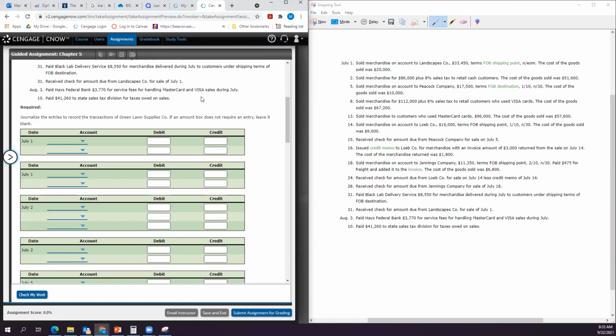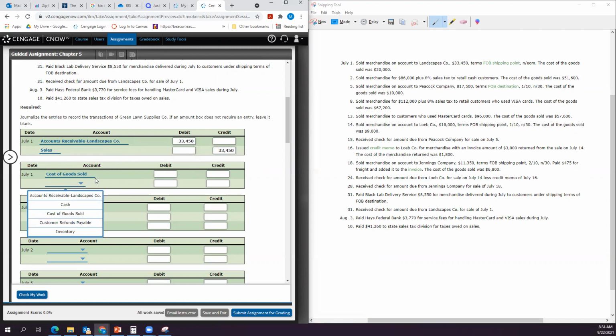All right. So anytime we have a sales transaction, we have to record two different things. The first thing we have to record is the amount of money, or in this case, accounts receivable we earn. So we're going to debit accounts receivable and credit sales, which is a revenue account. We always record the revenue, and that's the total amount that we earn, $33,450. The other side of the transaction is our cost. So it's our expense, which is a debit to cost of goods sold, and a credit to inventory, because our inventory is going down.